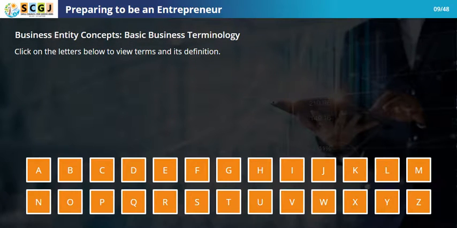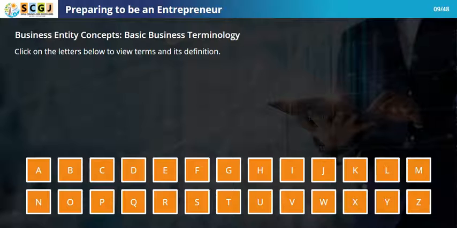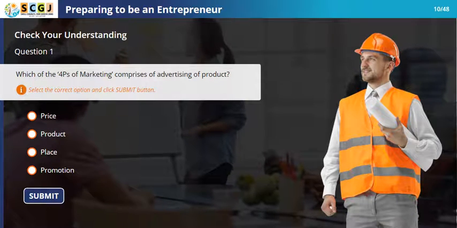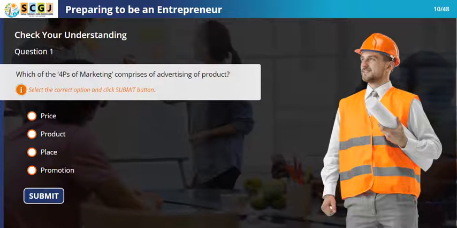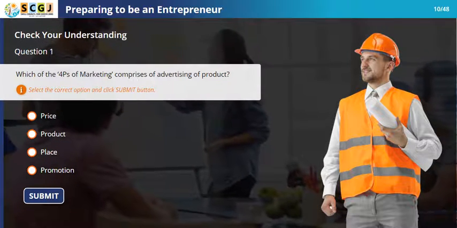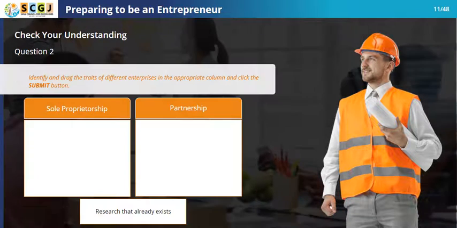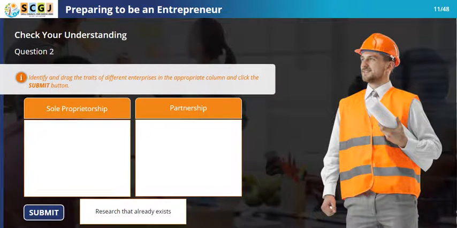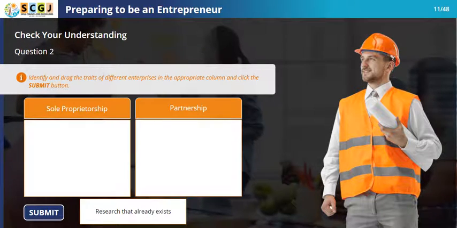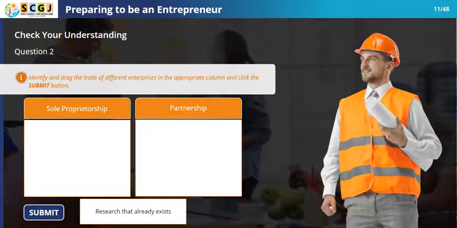Click on the letters below to view terms and its definition. Which of the 4 P's of marketing comprises of advertising of product? Select the correct option and click Submit button. Identify and drag the traits of different types of market research data in the appropriate column and click the Submit button.